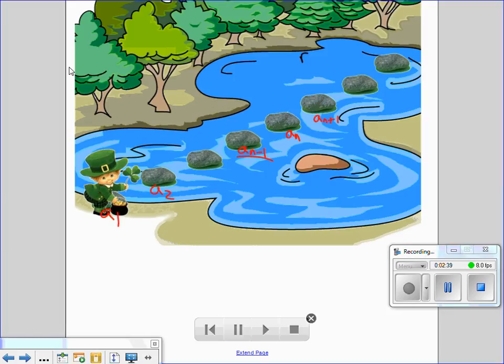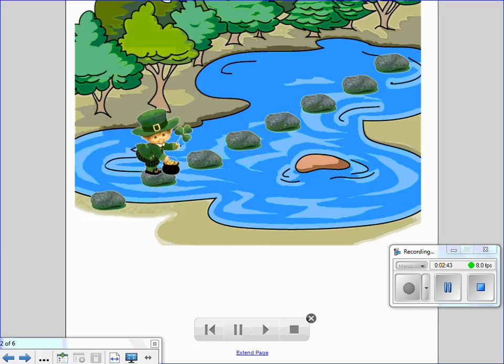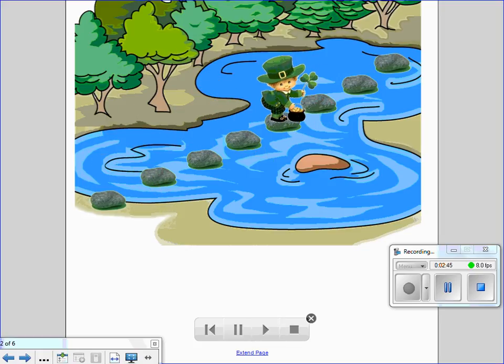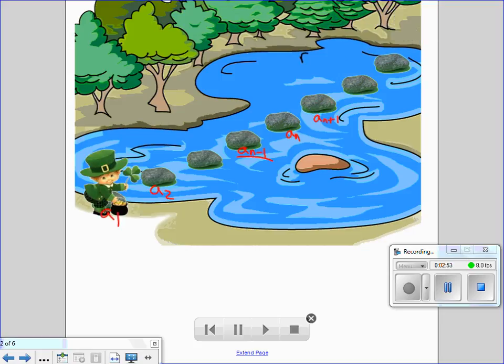All right, let's see, let's go full screen here. Full screen, and boom. I like the little animation. There we go. Isn't that cute? And yay, he made it across the pond. Okay, back to doing the problems now.